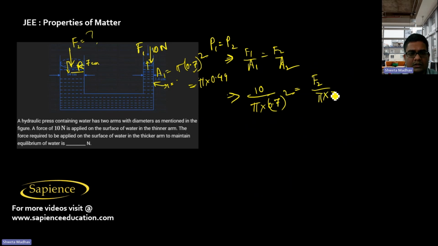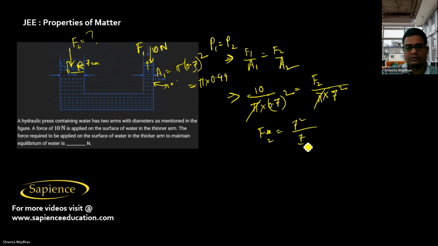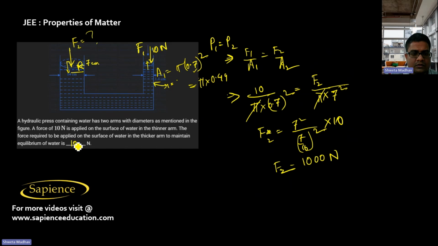A2 is pi into R, is 7 centimeter. Pi will get cancelled. That 7 square pi into 10, 7 square by 7 by 10 whole square into 10. This will be equal to 10 square, which is 100 into 10, that is 1000. Then 1000 Newton is the force that should be applied.